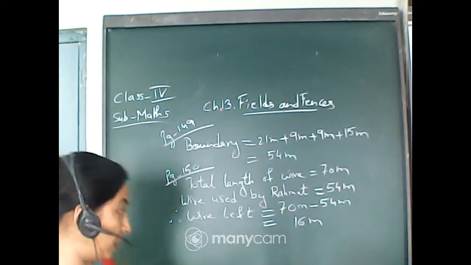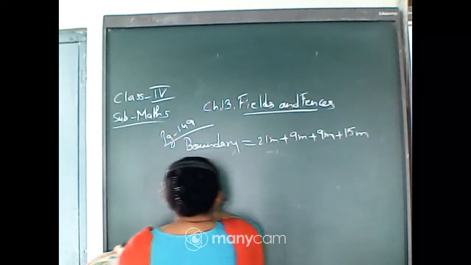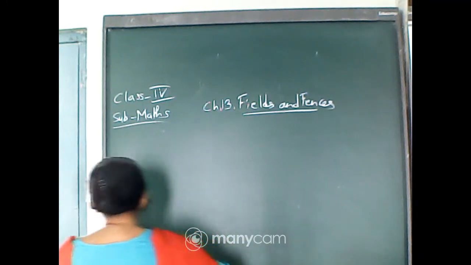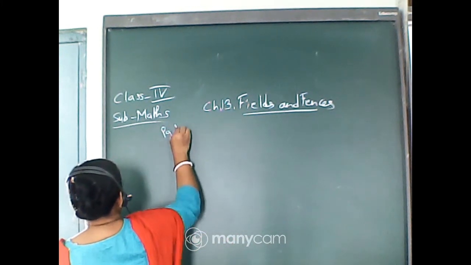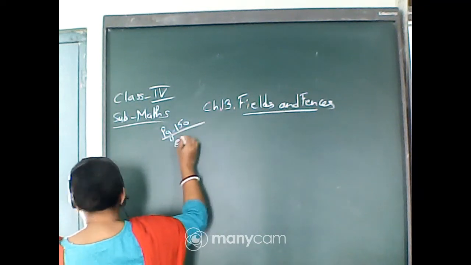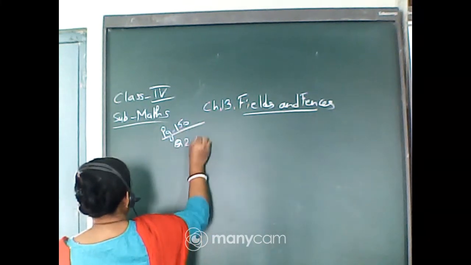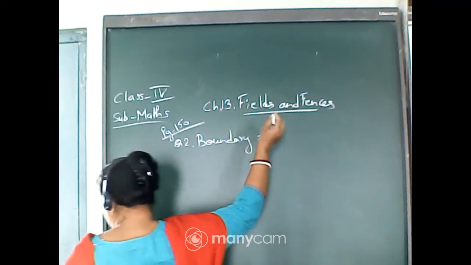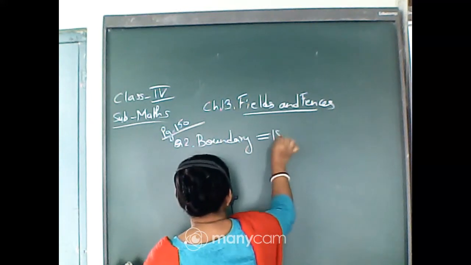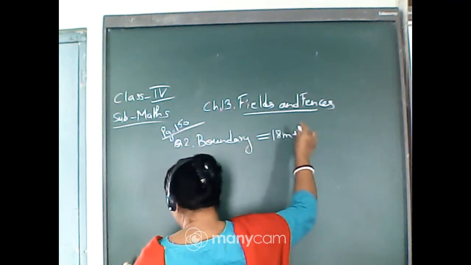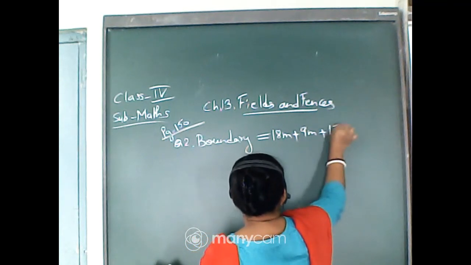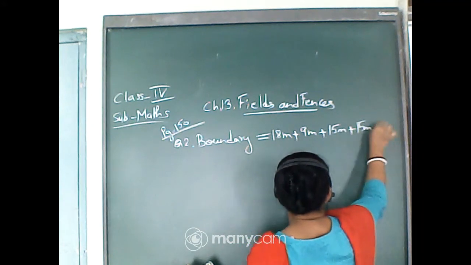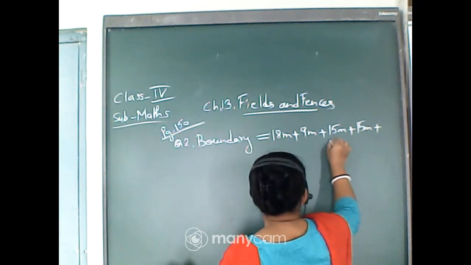So let us add this one. The perimeter of Ganpat's field, or the boundary of Ganpat's field. So you will write number 2. Boundary of Ganpat's field is 18 meter plus 9 meter plus 15 meter plus 15 meter plus 9 meter.